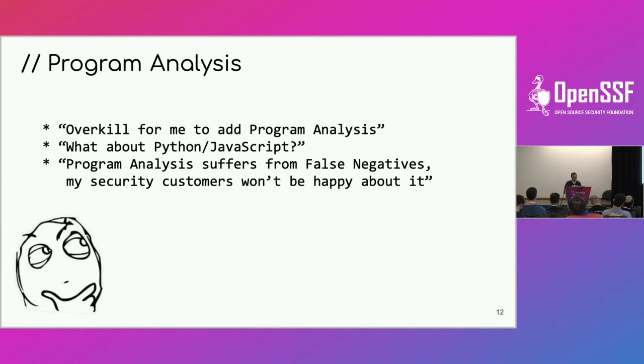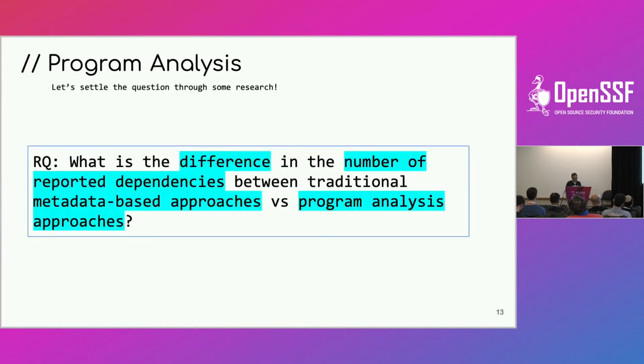So knowing all these different possibilities, opportunities and problems, let's try to understand what it would really be like for a very simple question: counting the number of dependencies. What would it be if we do that using metadata versus using program analysis like call graphs to count the number of dependencies?